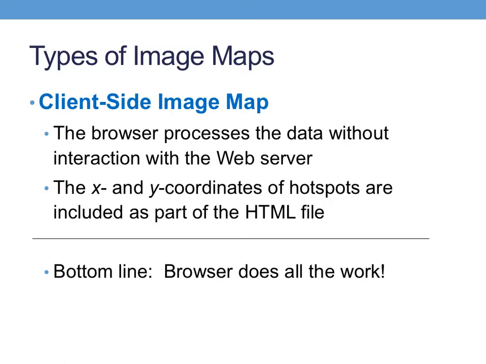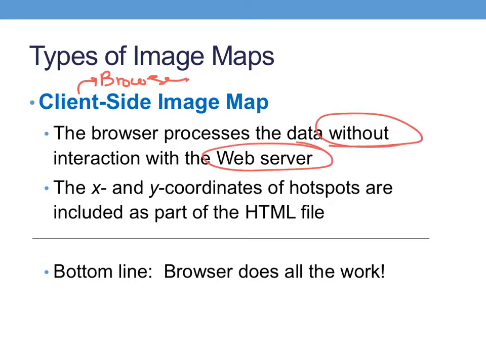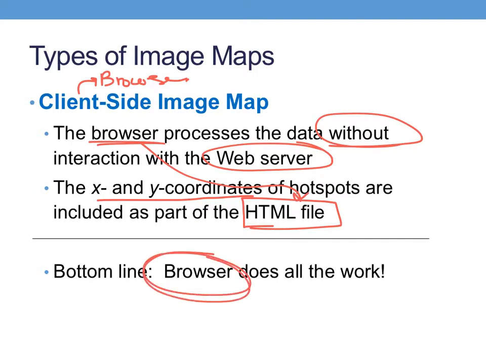Now, in contrast, in a client-side image map, remember client is another word for browser, the browser actually processes the data without interaction with the web server. So this is where all of the information is contained in HTML tags in an HTML file. And what happens is when the XY coordinates are clicked, the browser goes straight into that HTML file, looks where it's supposed to go, and links.